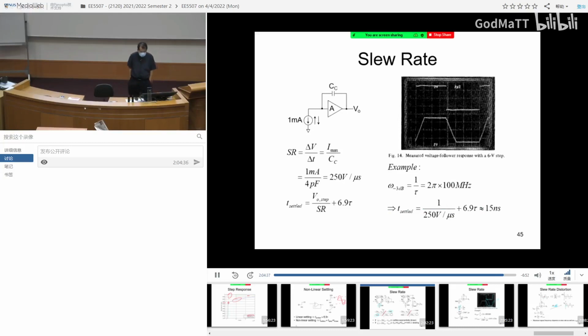So here is an example that I took from a paper. How do you know whether a system is actually slewing or not? Very simple: observe the step response. If the input is like that, you look at the output. If it is not settling exponentially and the slope is linear, then this one is actually slewing. If it's not slewing, it will behave like this.